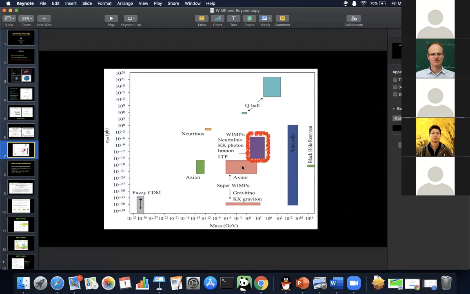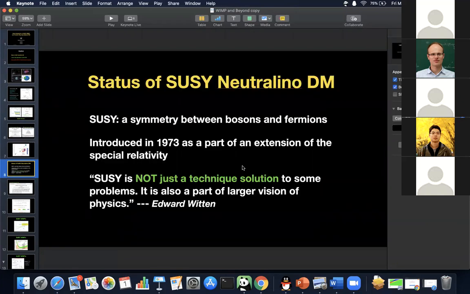Now I will firstly talk about the SUSY WIMP dark matter. I mainly focus on the neutralino dark matter. Besides neutralino dark matter, we can also have sneutrino dark matter or other candidates.